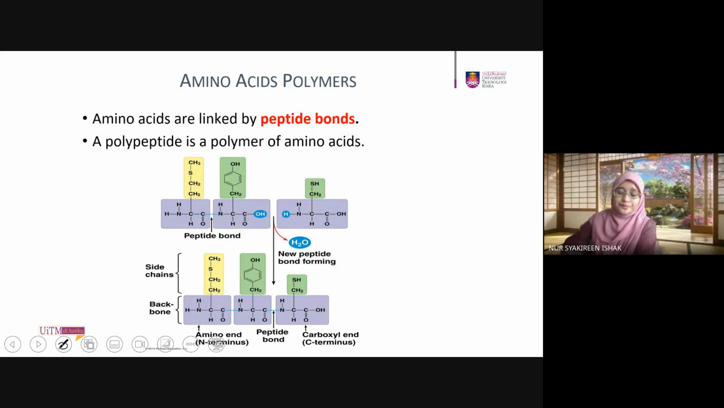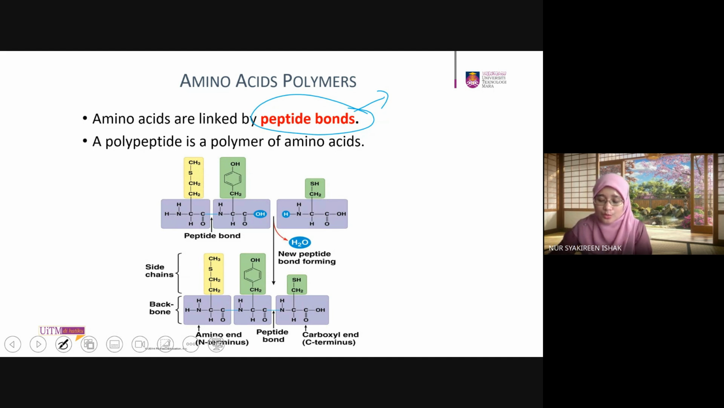Okay, so next, amino acid polymers. So amino acids are linked by peptide bond. One amino acid attached to another amino acid, attached to another amino acid. The linkage between these amino acids to form a polymer, we call it a peptide bond. So peptide bond is a type of covalent bond because it is the bond between atoms in the molecule. Polypeptide chain is considered as a molecule. Okay, so peptide bond is considered as covalent bond. It is a strong bond between the amino acids. So a polypeptide is a polymer of amino acids.